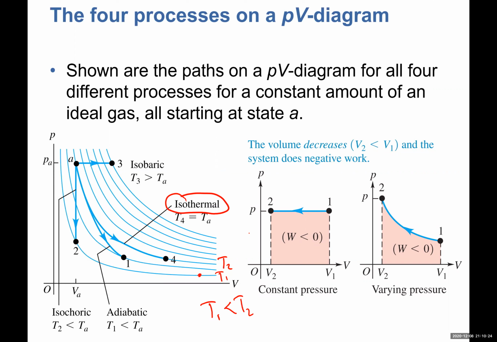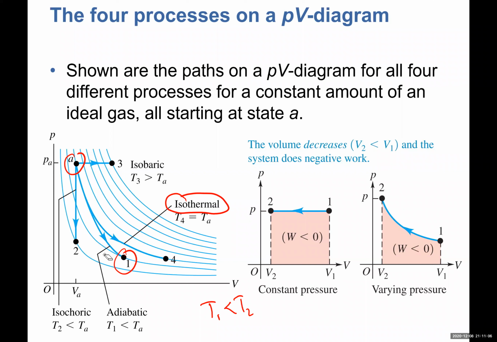So for example, let's say you are here at A. That means A is our starting state. Now, if we go from A to state 1, you can see I go from one isotherm to another isotherm. That means I go down one isotherm. Going down one isotherm means that I am decreasing my temperature. If I go from A to 2, again, I'm decreasing my temperature. But there's a difference in how I decrease my temperature.